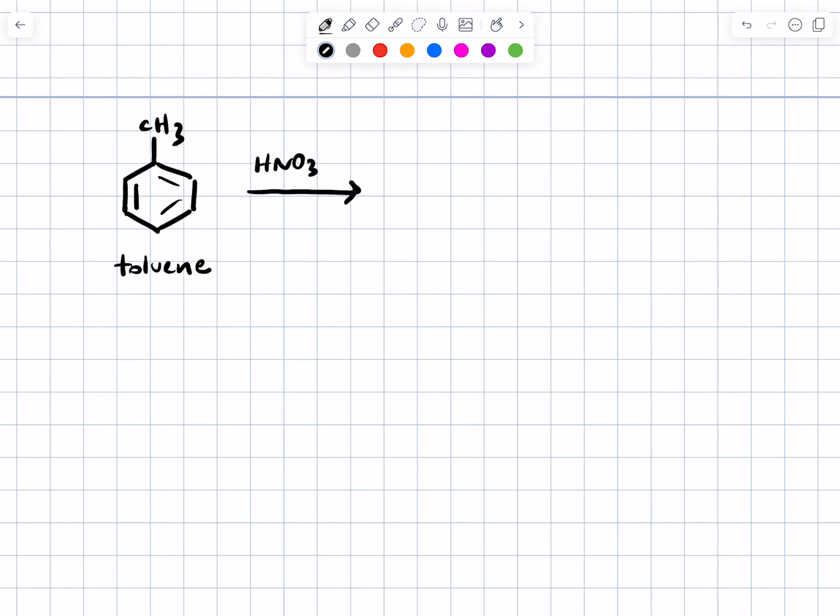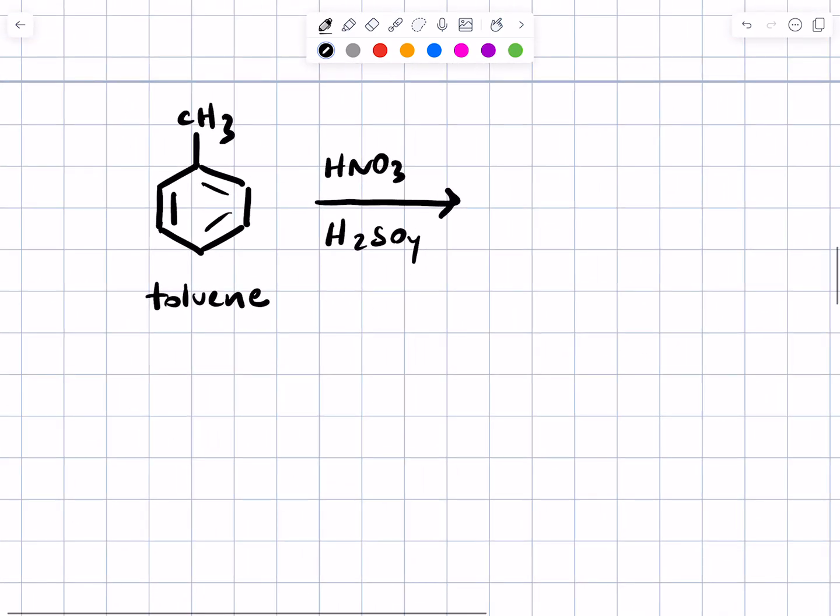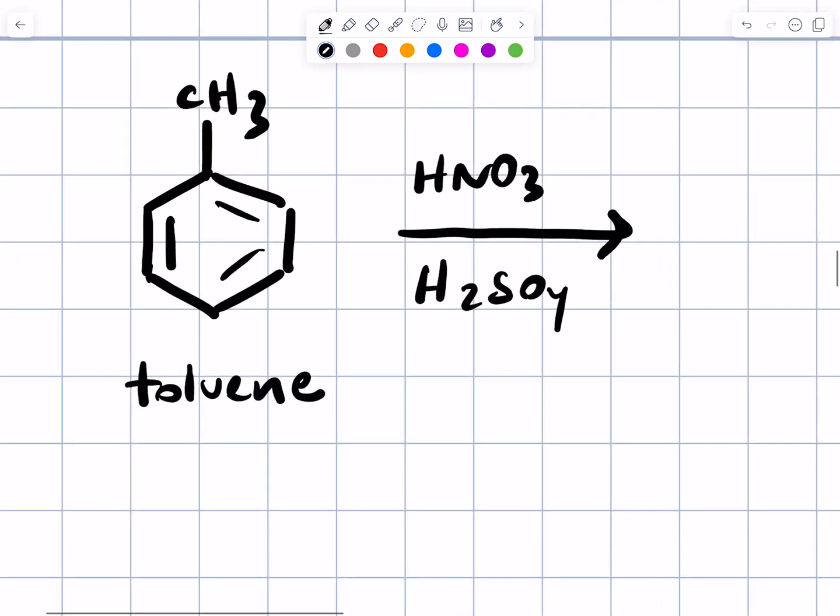So that's just HNO3 and H2SO4. Now you can see that, when benzene was our starting material, all the carbons were identical, so it didn't matter which one the electrophile went on. Now I have 3 different carbons in my toluene starting material. I have what's called the ortho carbon, which I will abbreviate with the letter O, the meta carbon, which I will abbreviate with the letter M, and the para carbon, which I will abbreviate with the letter P. This is how we talk about benzene rings.